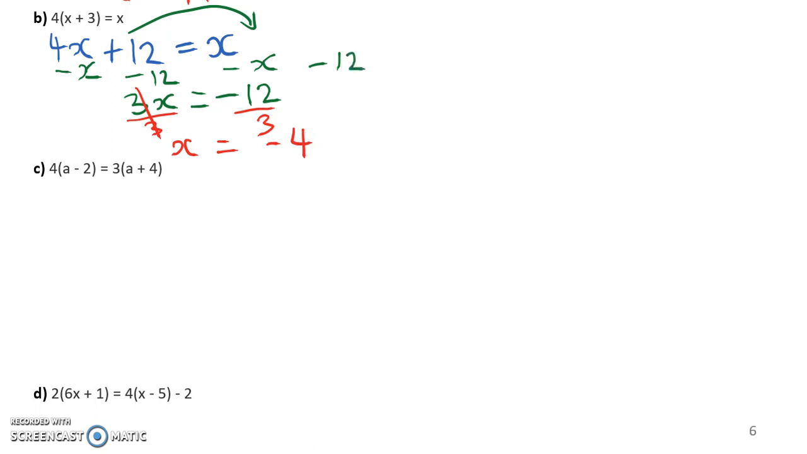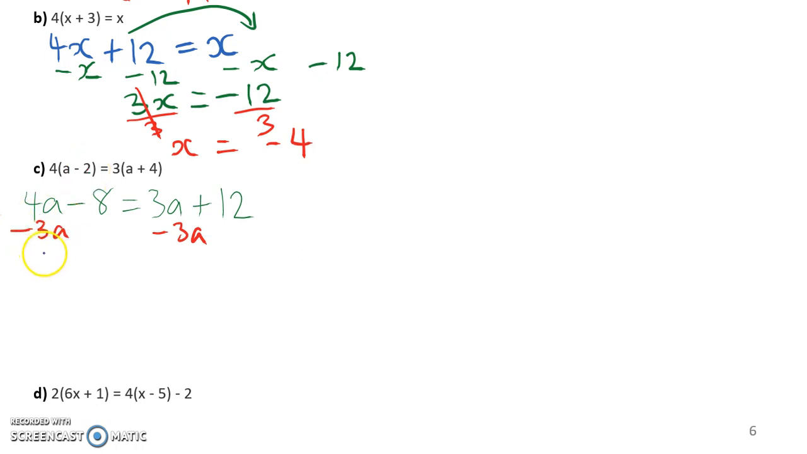All right, the difference in question C, you might notice, is that there's brackets on both sides. So all we need to do is multiply the brackets on both sides. So I'm going to start on the left and get 4a, take away 8, equals 3a plus 12. Now I want to get all the letters onto one side, so I'm going to subtract this 3a from here and from here.